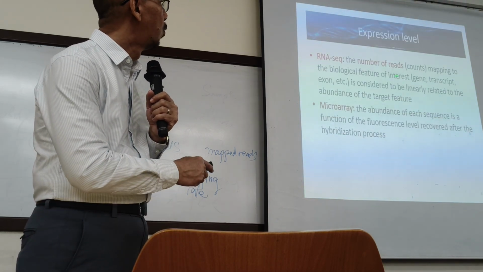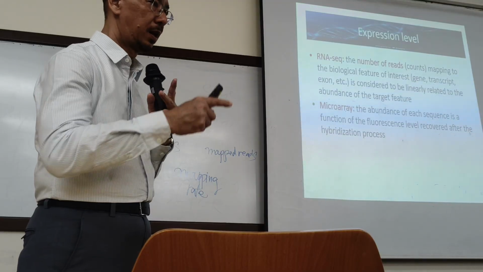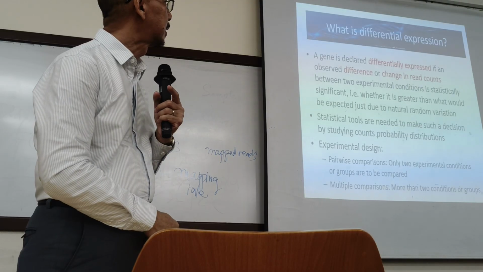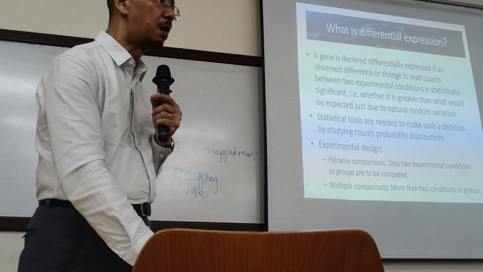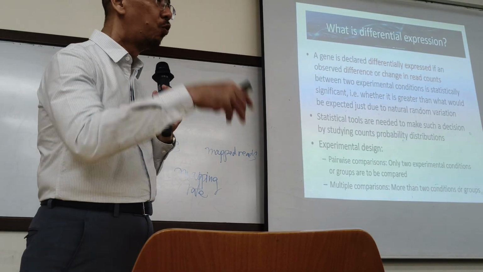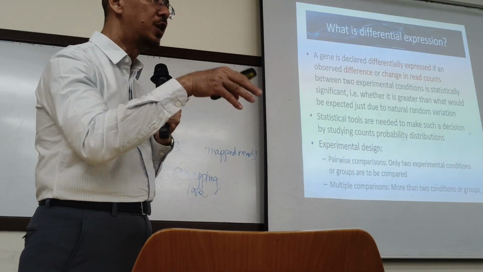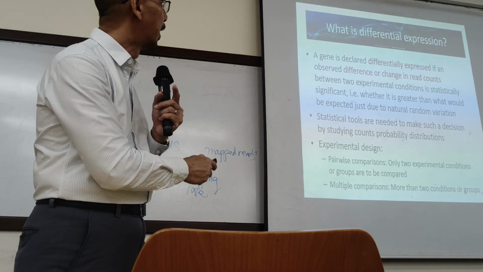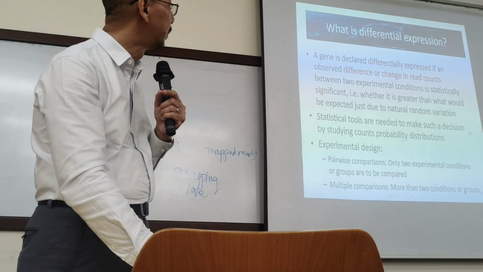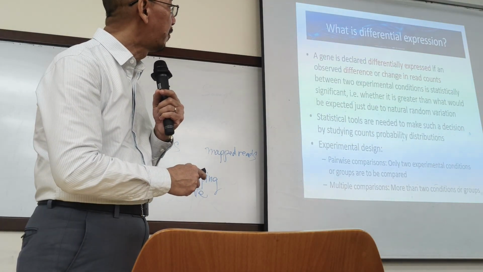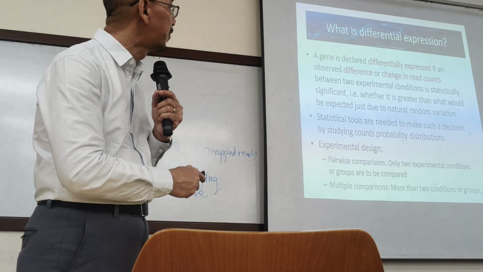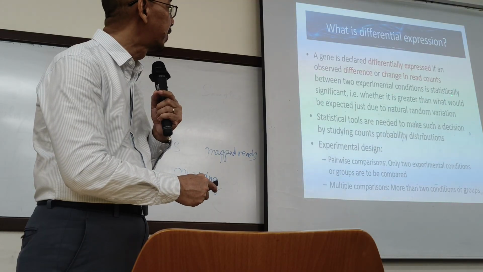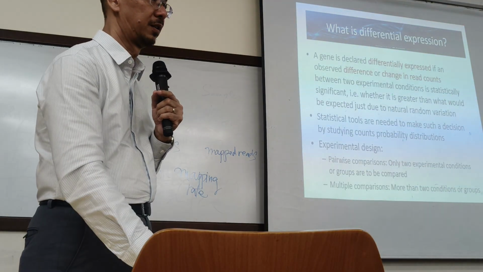Up to now, based on number of bits we identify expression level only, not yet differential expression or not. Because we want to know whether gene expression between two samples is different or not. So that's why you have to move to differential expression. A gene is declared differentially expressed if an observed difference or change in read count between two experimental conditions is statistically significant.